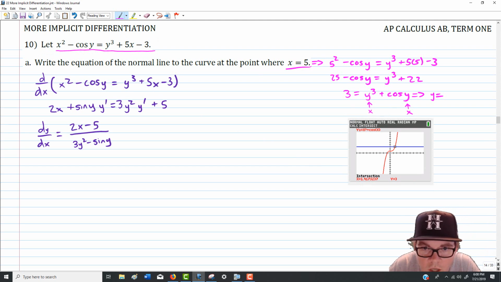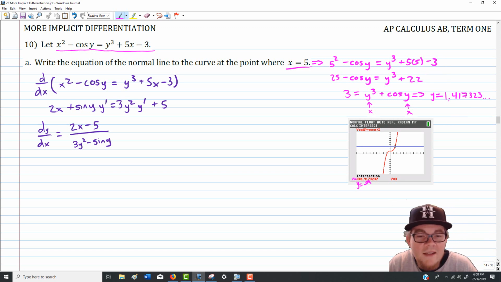But remember, we're talking about y's. We're solving a y equation. So in a sense, we need to remember that that's not really x. It's y equals that thing. So the y value we want is 1.417323, and you're noticing that I'm keeping it exact here.